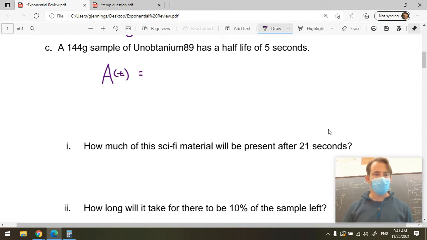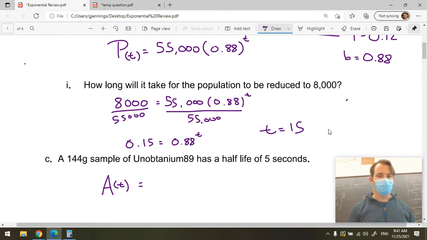Wait, so for that one, when we get to 0.15 equals like that, you just have to guess? Yeah.